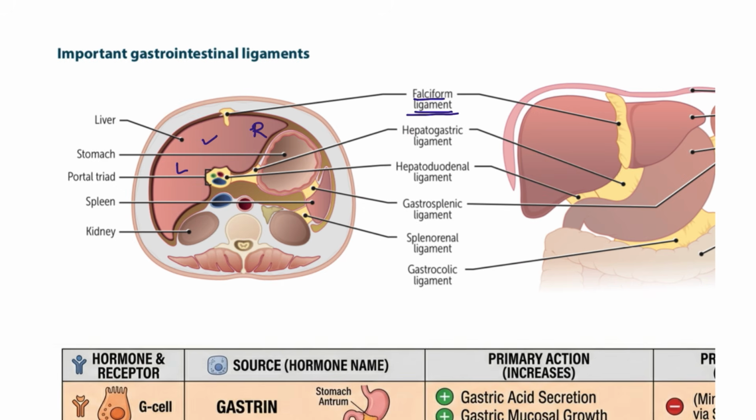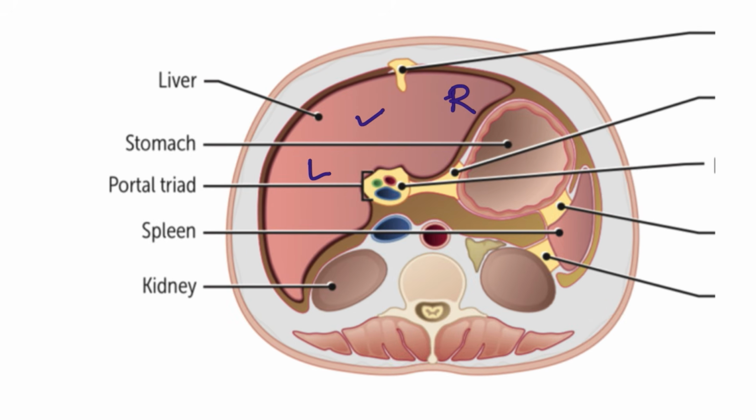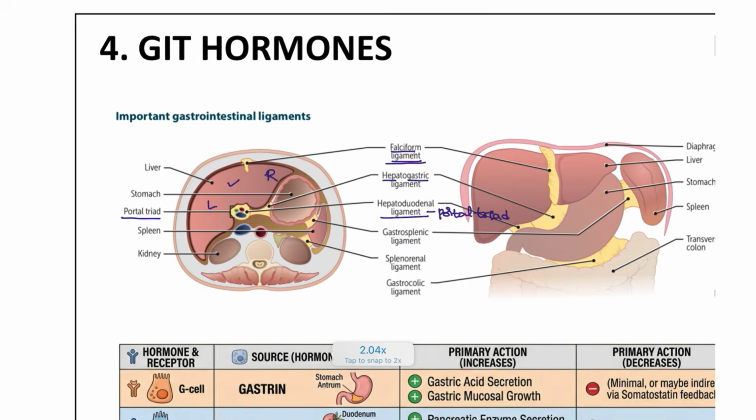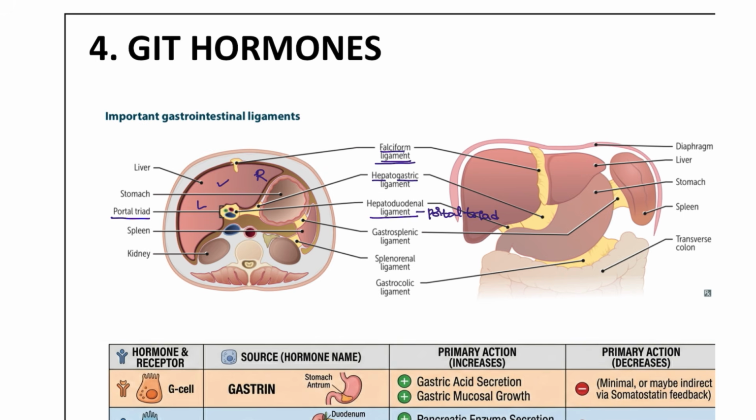Next, the hepatogastric ligament. Hepatogastric ligament means this is between the liver and the stomach. Next, the hepatoduodenal ligament. The hepatoduodenal ligament has importance. What is the importance of this ligament? It contains the portal triad. Here you can see the portal triad in the hepatoduodenal ligament, right? There will be the presence of the portal vein, portal artery, and also the biliary structure, that is known as the portal triad.